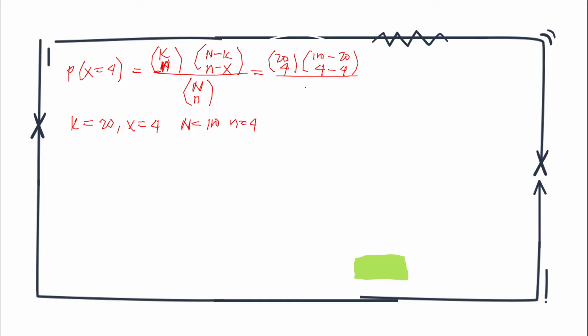So we have here, what is our N? 100 taken 4. So by the use of this, 20 combination of 4, and this one is 80 combination of 0, over 100 combination of 4. By the use of the calculator, with 20 combination of 4, 80 combination of 0, over 100 combination of 4, the answer is equal to 0.0012 36. So this is the answer for letter C.